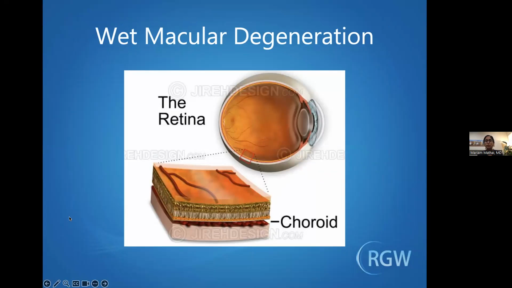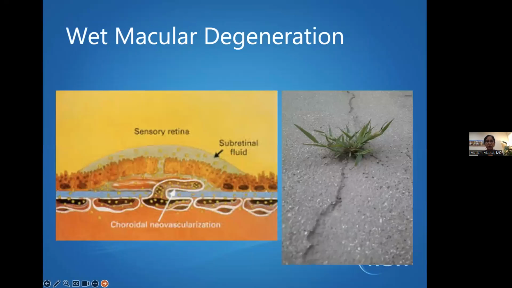Okay, now we are going to move on to wet age-related macular degeneration. Wet age-related macular degeneration is when bad blood vessels grow from underneath the retina, like weeds growing through a concrete, like here. And those bad blood vessels grow into the retina, and they break and they bleed, and they can wreak a lot of havoc on your nerve tissue.